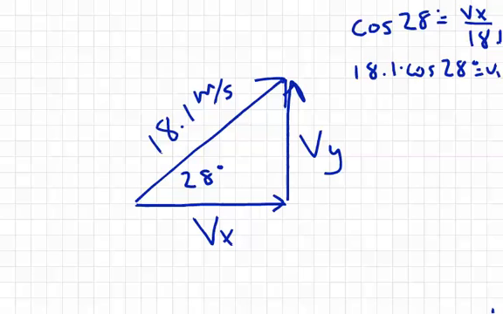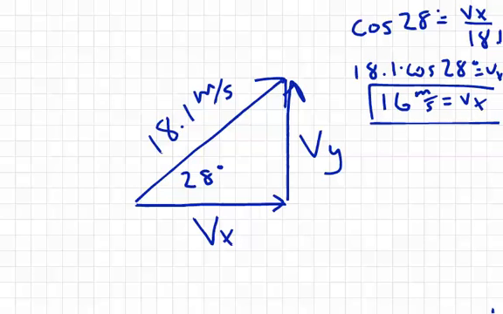will equal Vx. And so I push a few buttons on my calculator, making sure I'm in degree mode. That's an important part. So 18.1 times the cosine of 28 degrees is 15.98. So we'll just call that 16. So 16 meters per second is Vx. So that's our horizontal component right there.